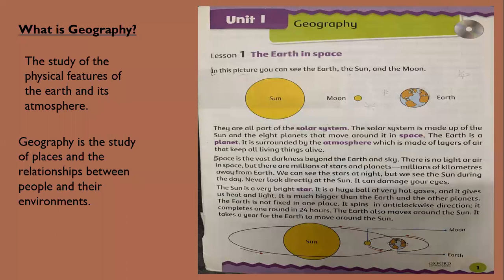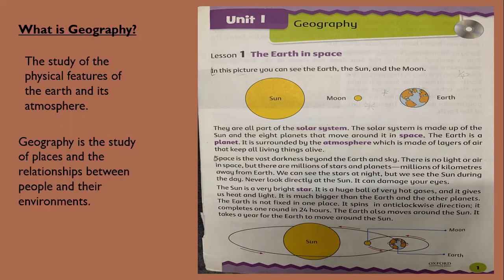We will continue our unit number 1, lesson 1. I hope you all remember what we have studied in the previous lecture. I told you about the geography, that what is the geography, because our first unit is about the geography. Geography is the study of places and the relationship between people and their environment.